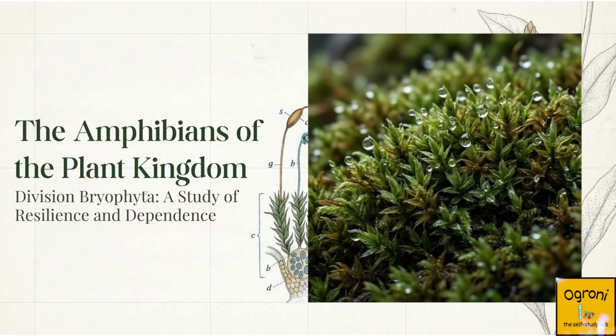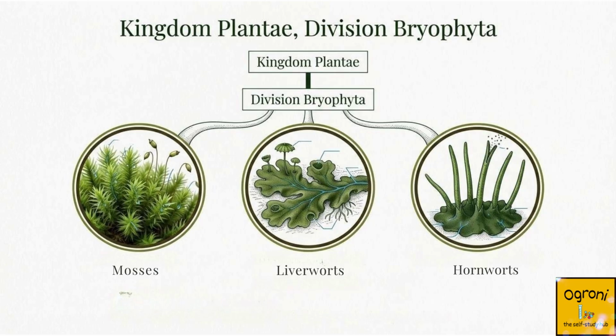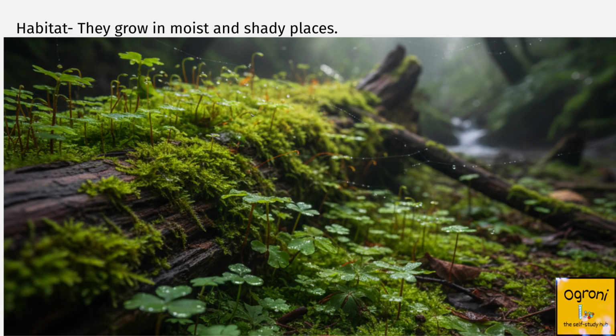In this video, you are going to learn about the division Bryophytes in the plant kingdom. Bryophytes are very small plants, but they play a very big role in nature. What are bryophytes? Bryophytes include mosses, liverworts, and hornworts. They are among the simplest land plants and are commonly found growing as green mats on damp surfaces.